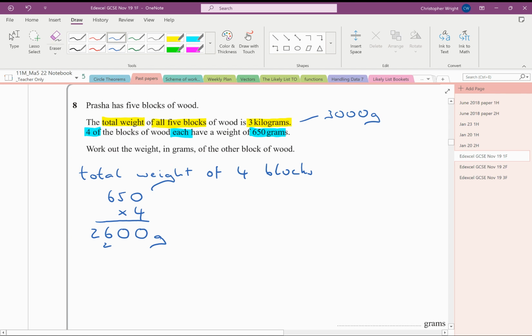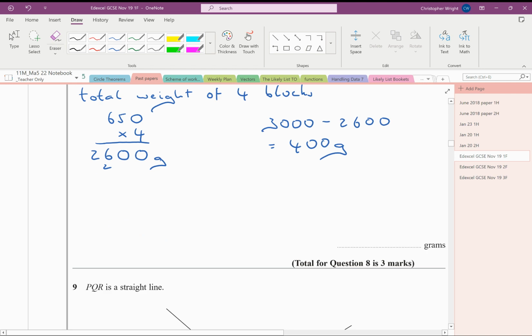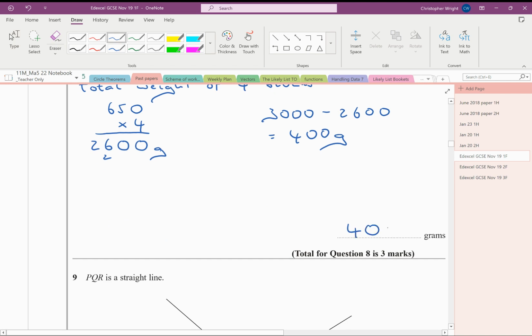Now let's look at the question. Prussia has 5 blocks of wood. The total weight of all 5 blocks is 3,000 grams. 4 of them each have a weight of 650, so 4 of them weigh 2,600. Work out the weight in grams of the other block of wood. Well, the 5th block of wood must be the total weight, 3,000, minus the weight of the other 4, which will give me a weight for the 5th block of 400 grams.